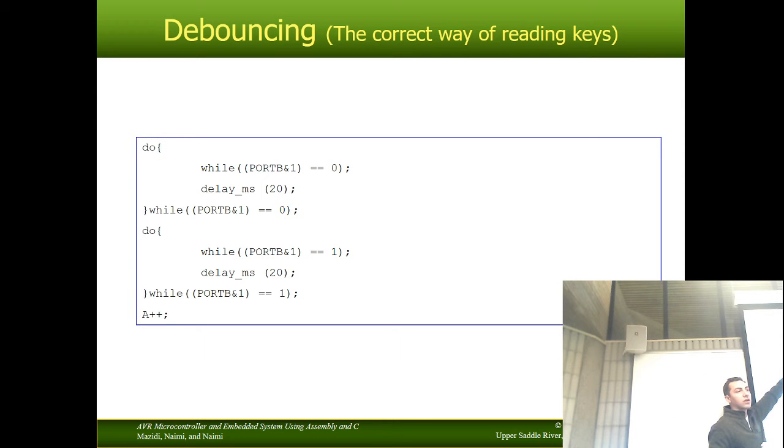we wait while it's 0. We delay 20 milliseconds. We check if it's 0 again. As long as it's 0, we stay here. Okay? Once it's done, we say, while it's 1, sit here and wait. Okay? And we're going to continue waiting as long as it's 1. Once it's been both 0 and 1, then it will add to a variable. The idea here is we're debouncing this button by checking it multiple times with a time delay in between it.